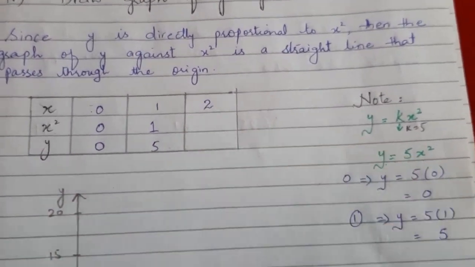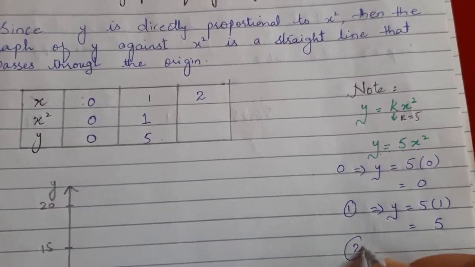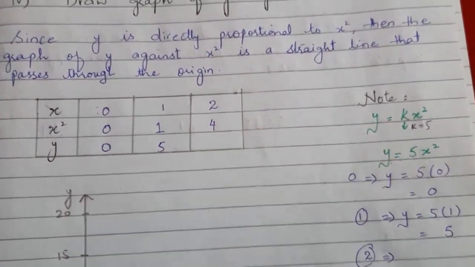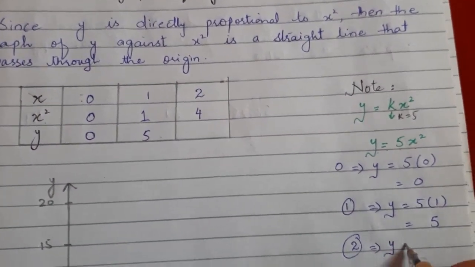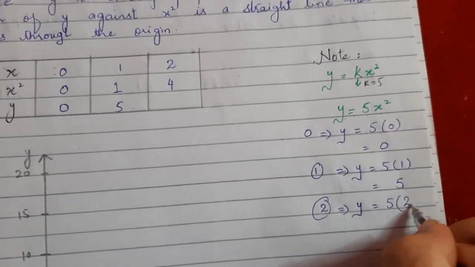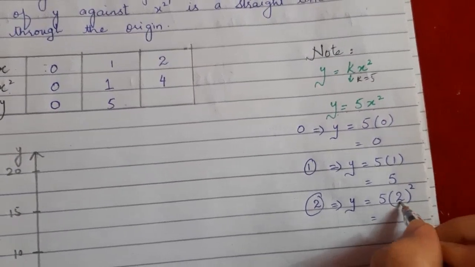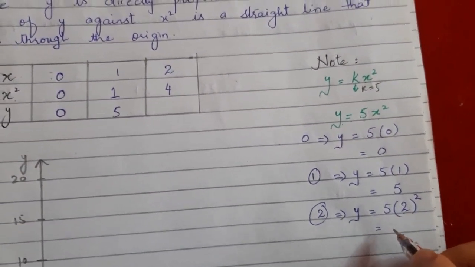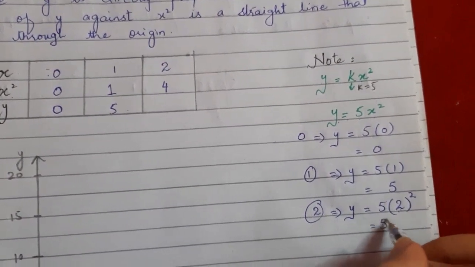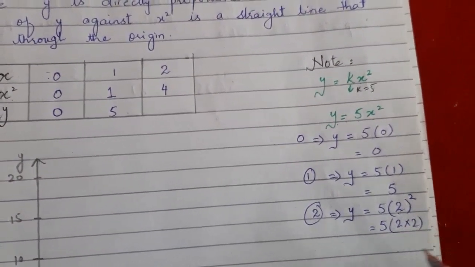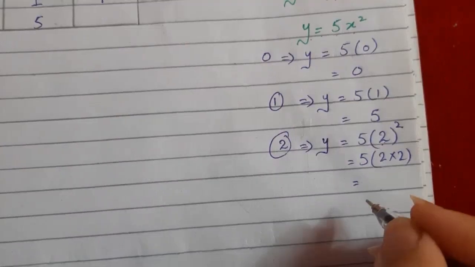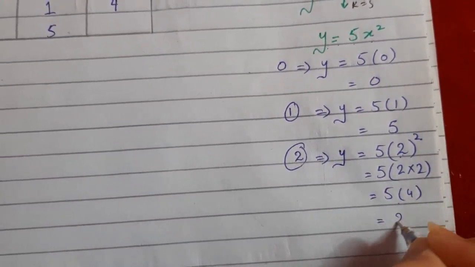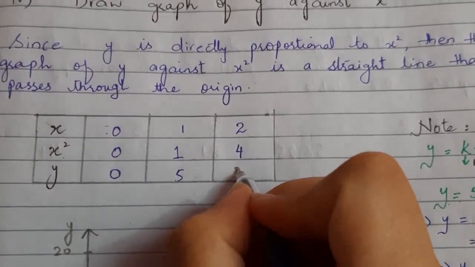When we take the value of x as 2, the x square value will become 2 square. It means that y is equal to 5 into 2 square. And what does 2 power 2 mean? That 2 is being multiplied with itself how many times? 2 times. It means 5 into 2 multiplied by 2, which means 5 into 4, which is equal to 20. So here we are going to write it as 20.